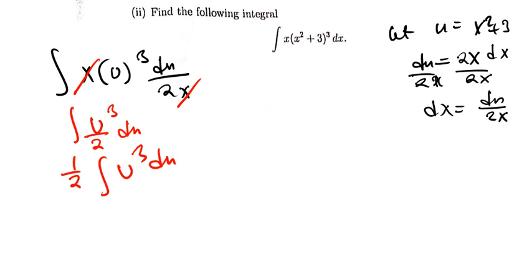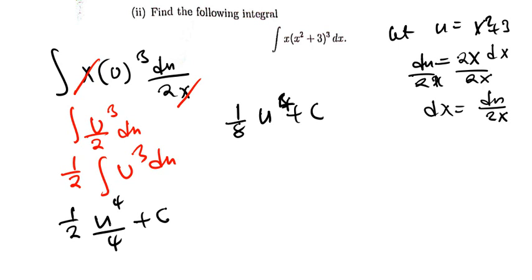So then 1 over 2, the integration goes like this. The power increases by 1, so the power becomes 4. You divide by the same number, then plus c. So what we have now is half times u to the power 4 over 4. It is 1 over 8 u to the power 4 plus c.